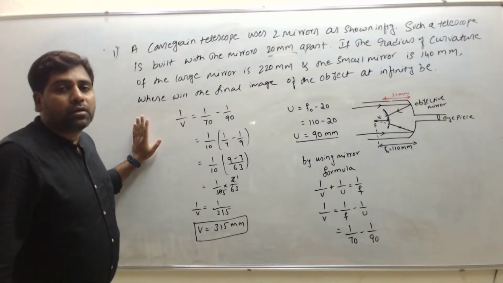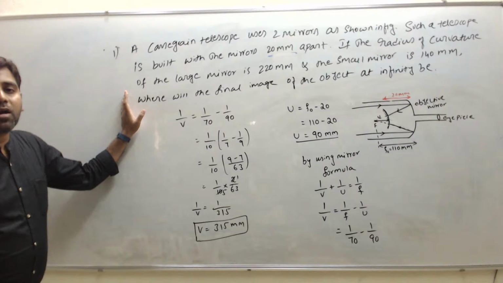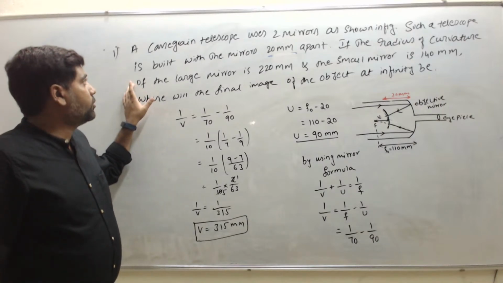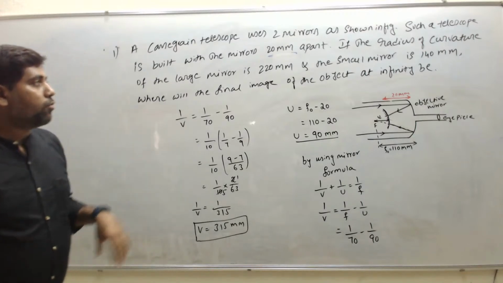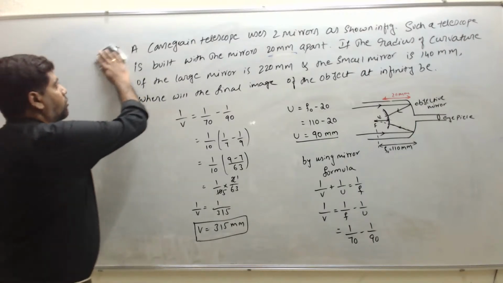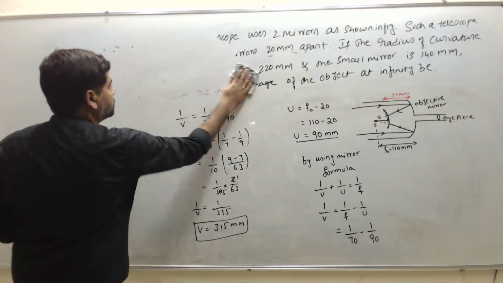So these are the problems based on the telescope topic. One problem on the simple telescope or terrestrial telescope, and this problem is on the Cassegrain telescope or reflecting telescope. So one more problem, if we solve on this concept.